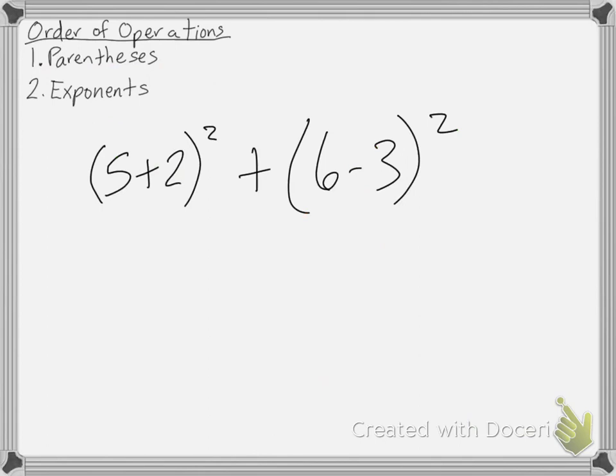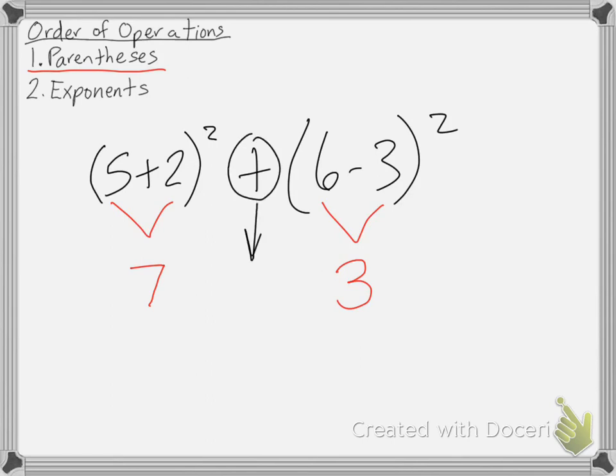Okay, in this case, remember, order of operations tells us to do parentheses first. So I'm going to answer what's inside the parentheses first, both sets. Okay, so 5 plus 2 equals 7, and 6 minus 3 equals 3. I like to drop down everything I haven't used, so I remember to use it later. So I still have this plus sign, so I'm going to bring that down. And then I have the squares that I need to do.